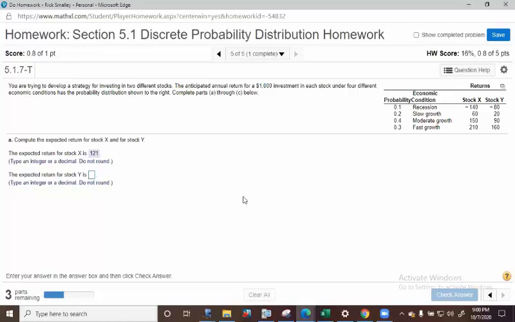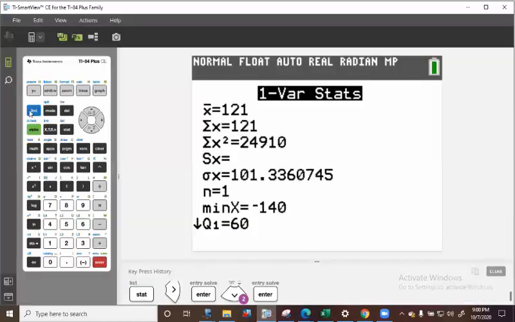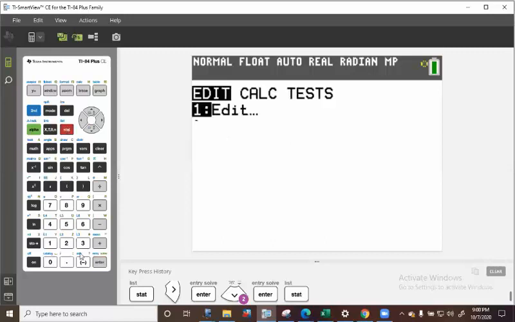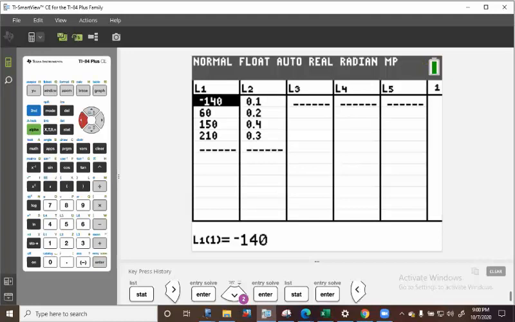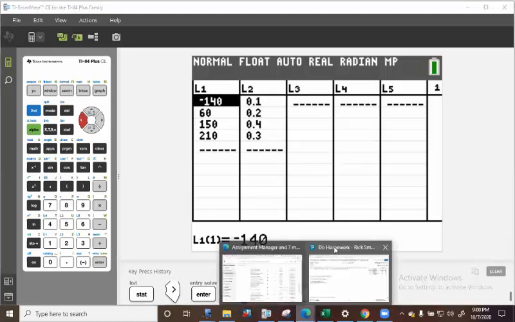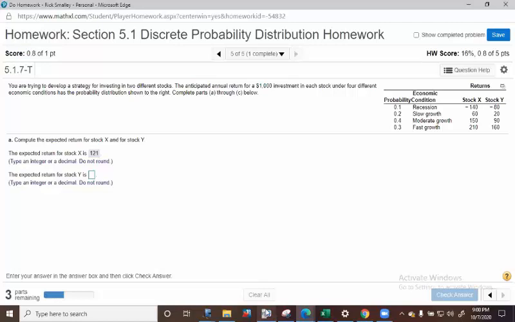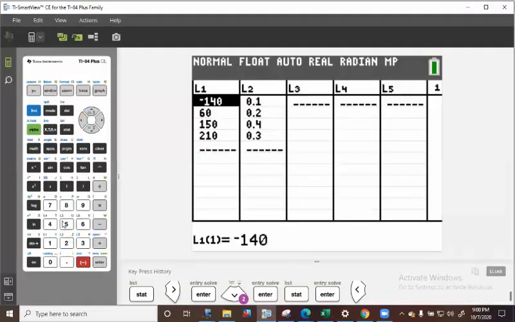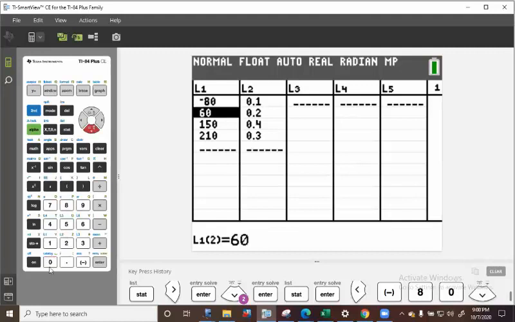Now the expected return for Y, so we keep the probabilities the same. So we just replace column 1 with those numbers. So we go stat, edit. I already forgot. Yeah, I had it right. Negative 80 and then 20. Negative 80. The probabilities are the same.